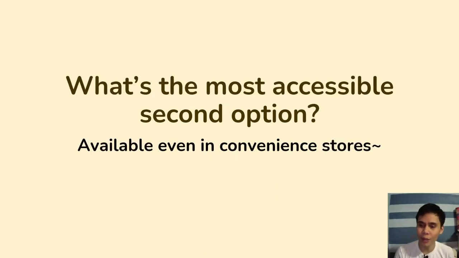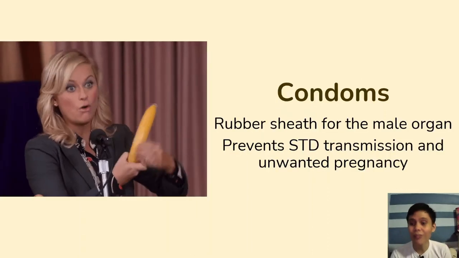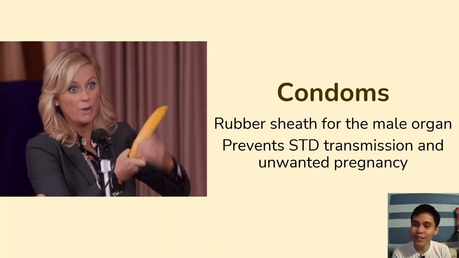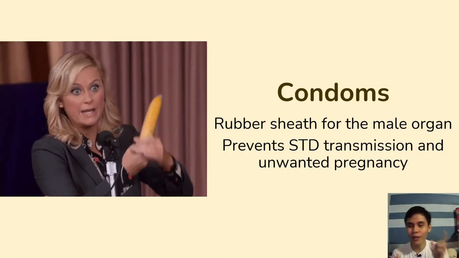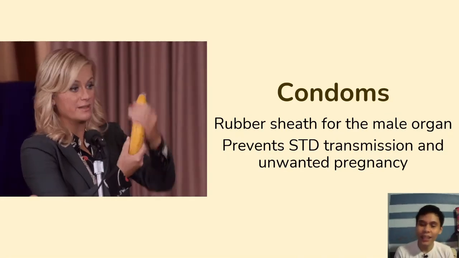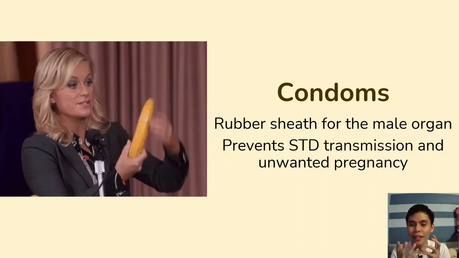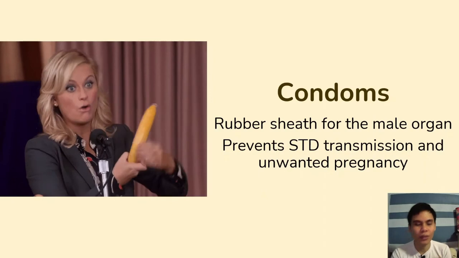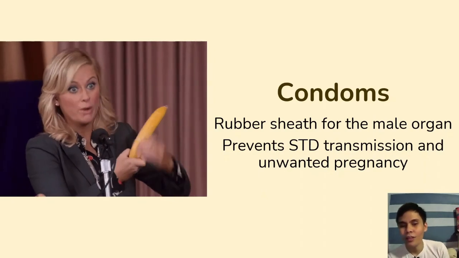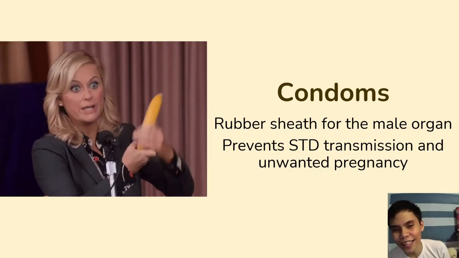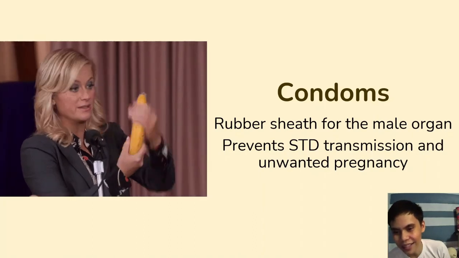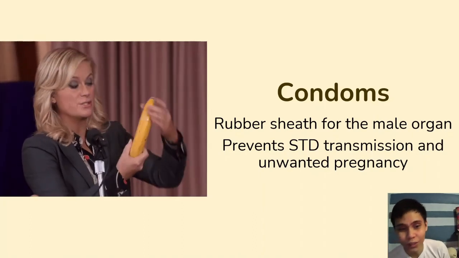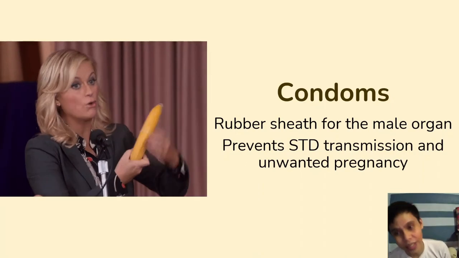The second most accessible option for people who do want to have sex is available even in convenience stores. We have condoms. Condoms are basically rubber sheets for the male organ. They go on the penis, and they prevent the sperm or the semen from going out to the female reproductive system. So you shouldn't put it on like this lady's putting it on. That's very violent, right? That could even break the condom. Condoms are strong, but not that strong, right?